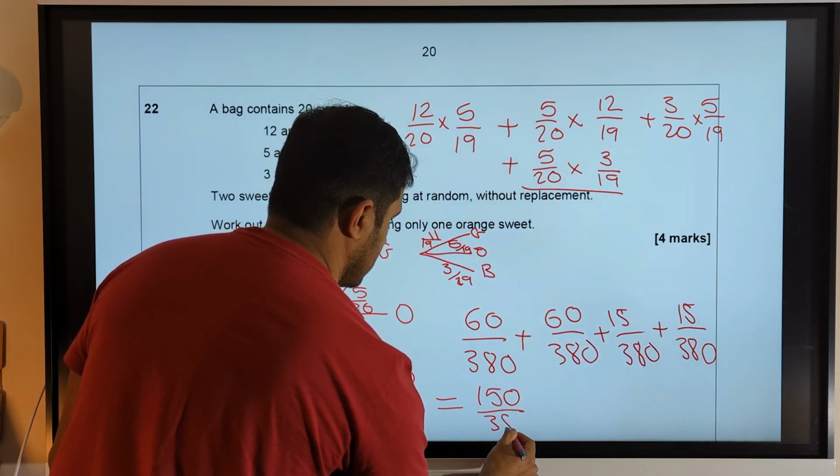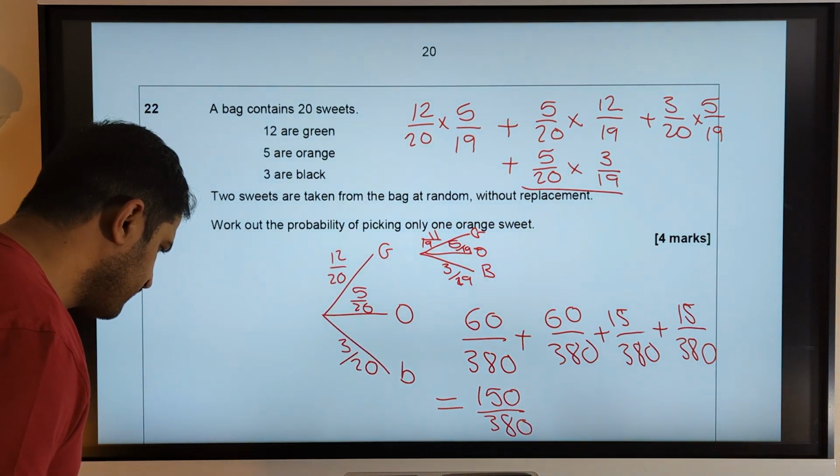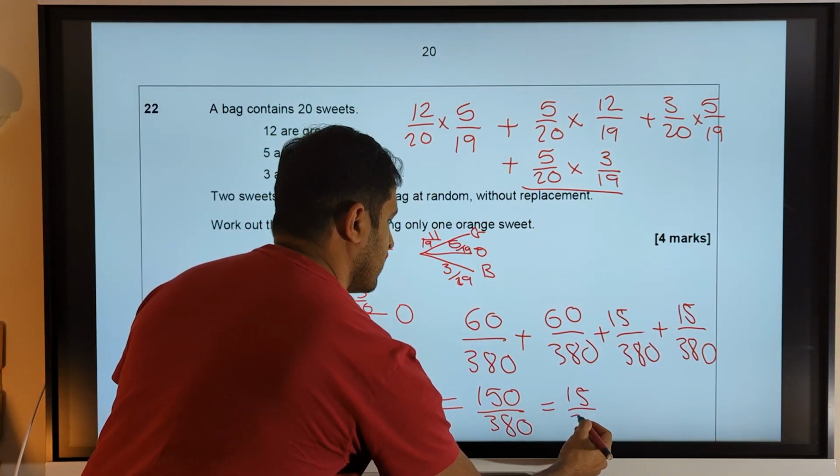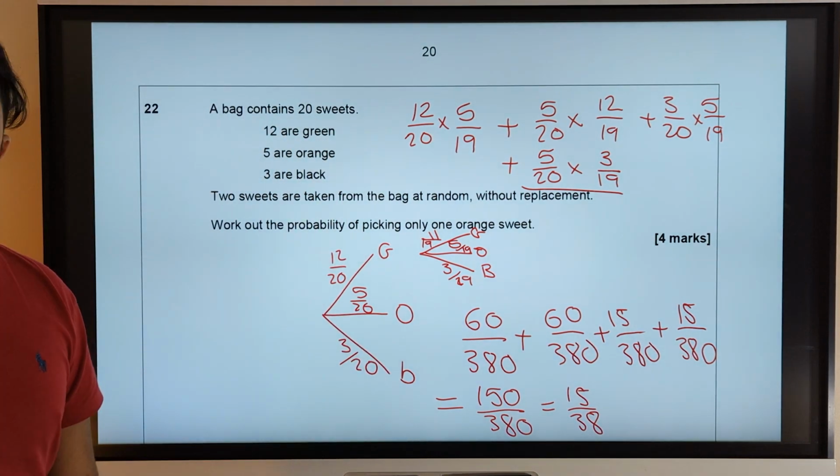150 over 380. So the probability of picking an orange one is 15 out of 38.